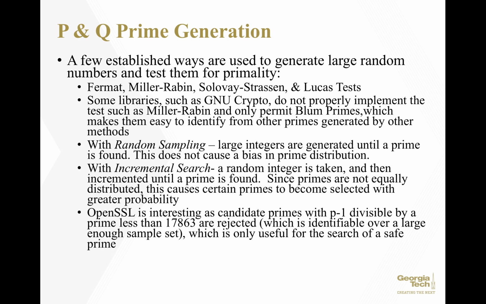Additionally, OpenSSL, which is a very large, very widely used library with close to 90% of the market share, rejects certain candidate primes with p-1 divisible by a large prime less than a very specific integer, which makes sense only if you're looking for what's known as a safe prime. I could go into what a safe prime is, but just to give you the 10,000 foot view, it's where primes are required to have a certain amount of space between them and the primes before and after them, which is useful for thwarting older attack methods. However, for newer ones, this is no longer needed, and it makes the library more easily identifiable compared to other prime generation methods.